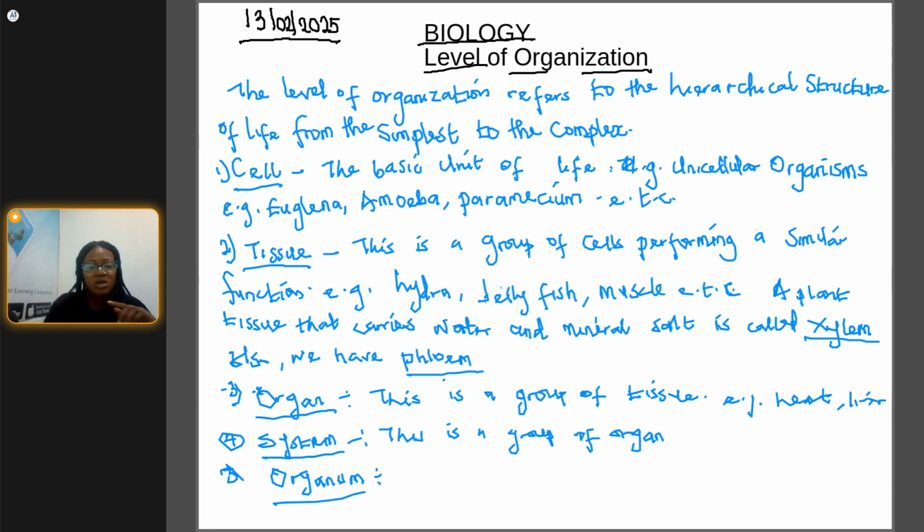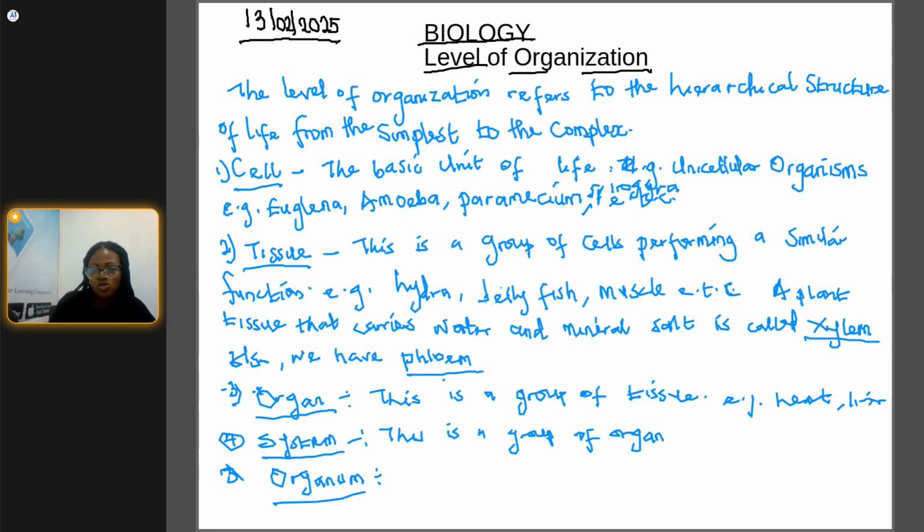Like the cell, we have the euglena, the amoeba, the paramecium, the spirogyra. I didn't include spirogyra here, but it's part of them. All these are cells. They have just one cell in them. That's why we regard them as cell. They don't have tissue. And when we move to tissue, we have the hydra, we have jellyfish, we have muscle itself. All of these belong to tissue because they are a group of cells.